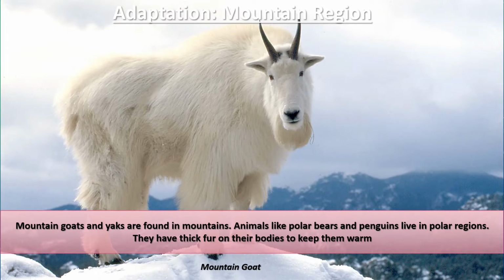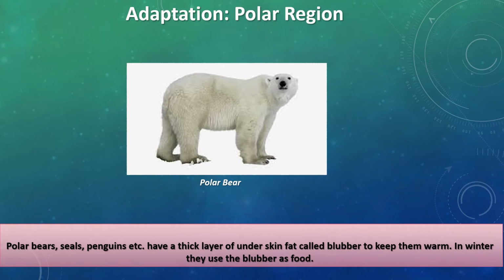Adaptation in mountain regions. Mountain goats and yaks are found in mountains. Animals like polar bears and penguins live in polar regions. They have thick fur on their bodies to keep them warm. Polar bears, seals, penguins, etc. have a thick layer of underskin fat called blubber to keep them warm. In winter, they use the blubber as food.